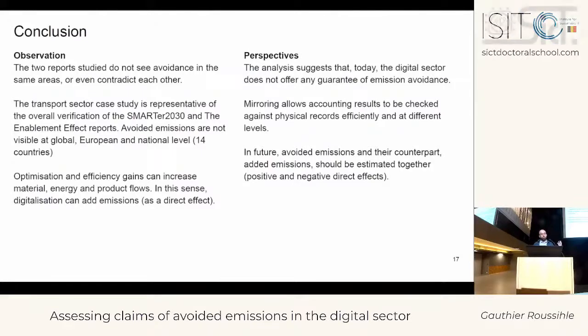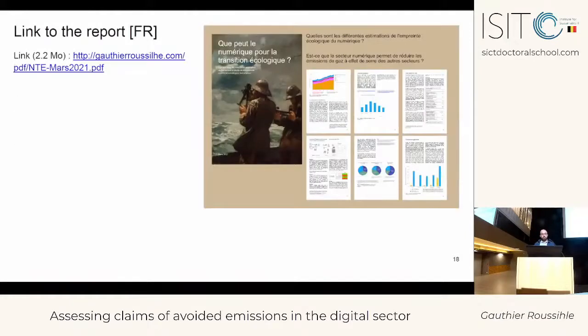And for future reports, if one day there is actually funding to calculate added emission, we always need to look at avoided emissions and added emission together, not separately, because it will always be a very unfair view of what's happening. And we need much more data to understand that. So yeah, that's it. Thank you.